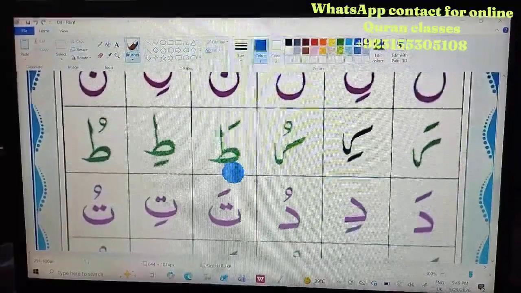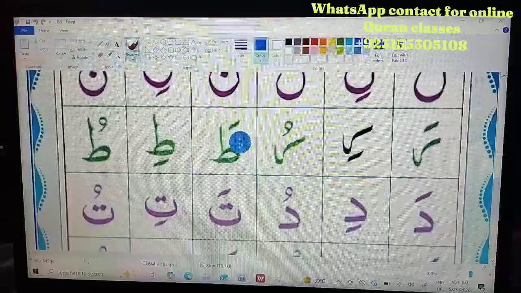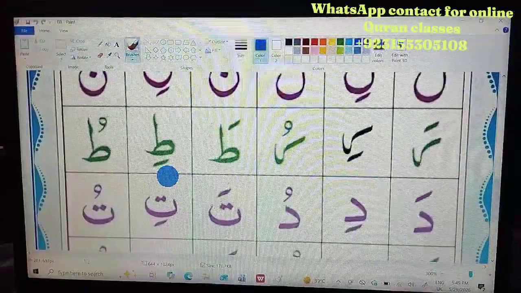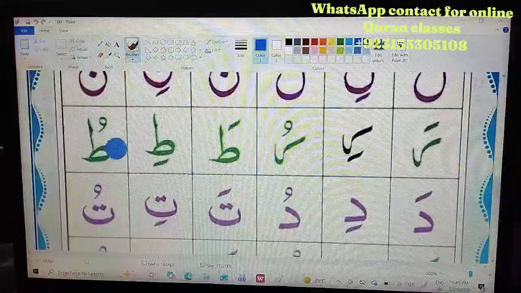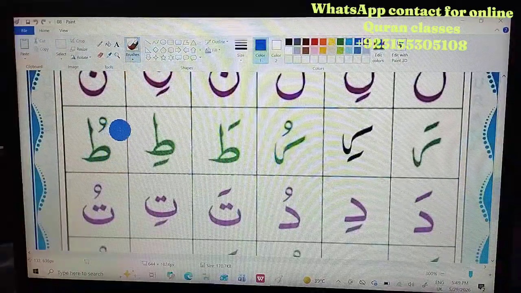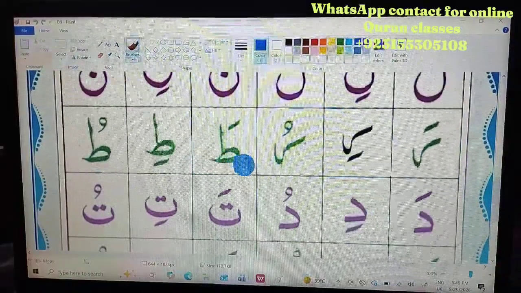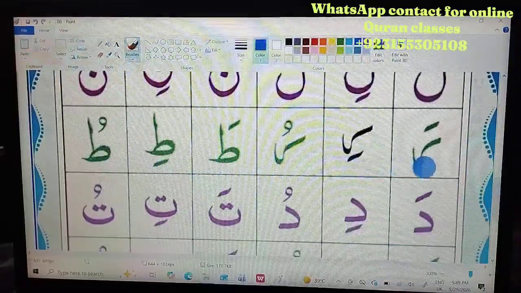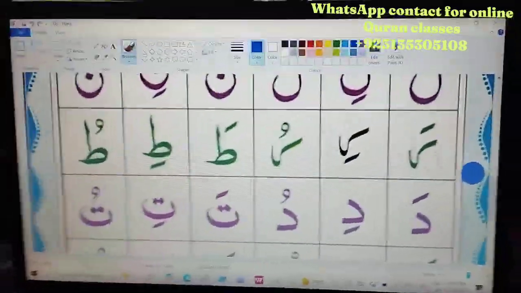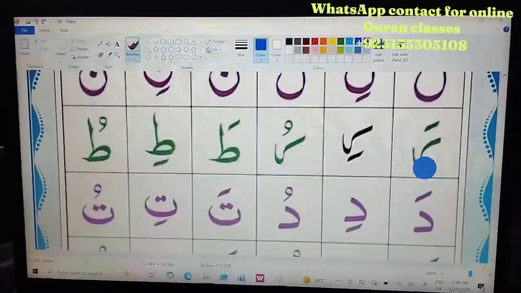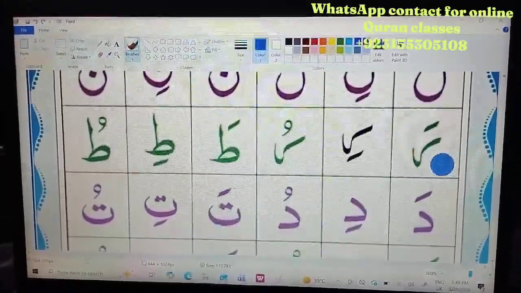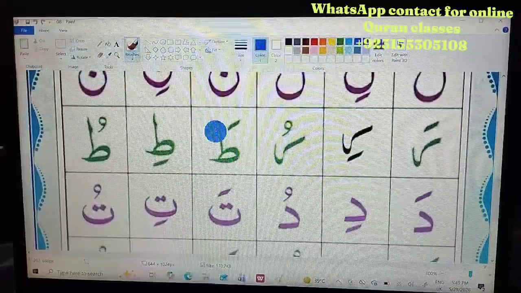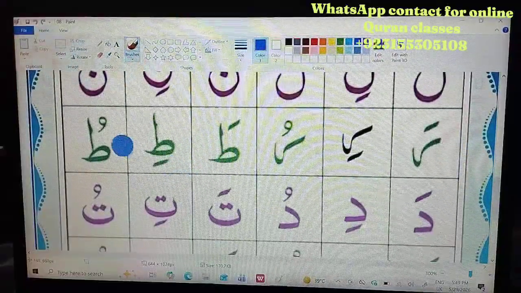Next letter is Ta, bold Ta. Ta Fatha Ta, Ta Kasra Ti, Ta Zamma Tu. Without spelling, Ta, Ti, Tu. Now we read these letters without spelling. Ra, Ri, Ru, Ta, Ti, Tu.